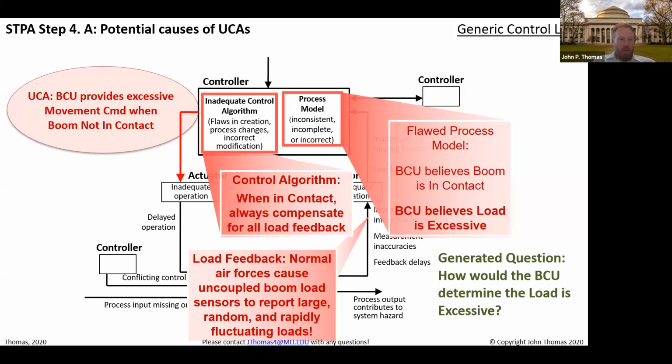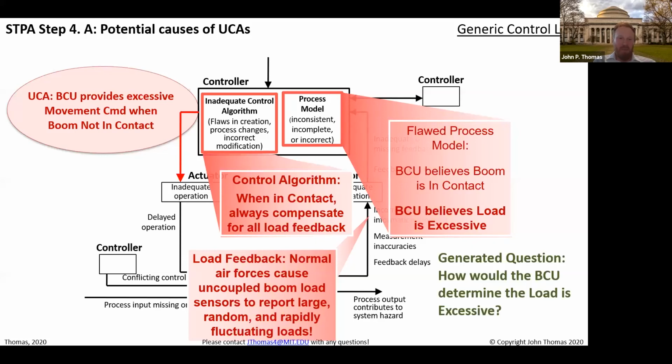It turns out if you ask an expert, they'll tell you these rapidly fluctuating load feedback signals look a lot different than you would expect to see if you're connected to a receiving aircraft. Maybe we can detect that and say, hey, wait a minute, is this thing really connected to an aircraft if it's moving instantly from left to right in a millisecond? Probably not. And maybe we can determine that we're out of sync and have a different control algorithm. In other words, maybe we don't always want to respond to any load feedback when we're in contact.